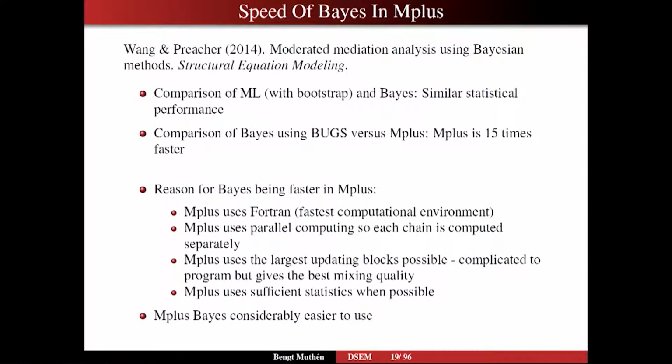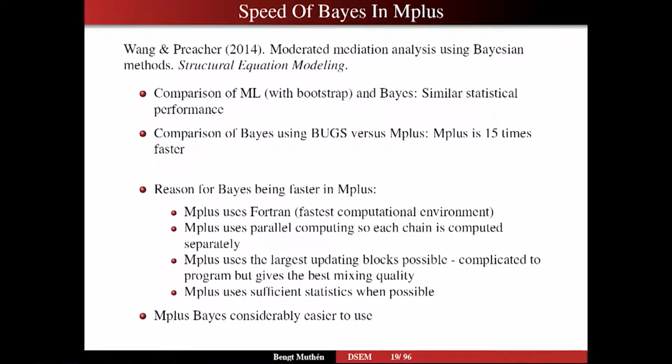Speed of Bayesian Mplus, pretty good. Here's a paper that compared ML with Bayes for moderated mediation, a topic relevant to yesterday. And they used BUGS, and Mplus was 15 times faster. And the reason is that Mplus uses Fortran. Mplus uses parallel computing, so each of those 2 chains are computed separately.